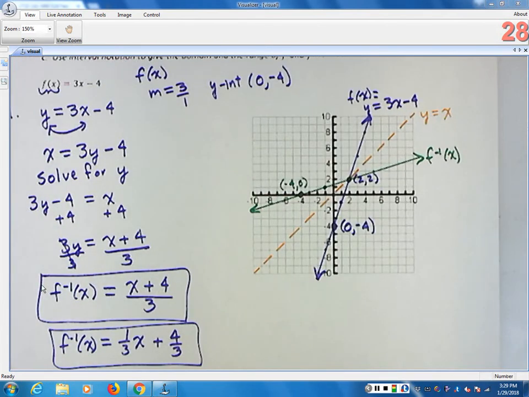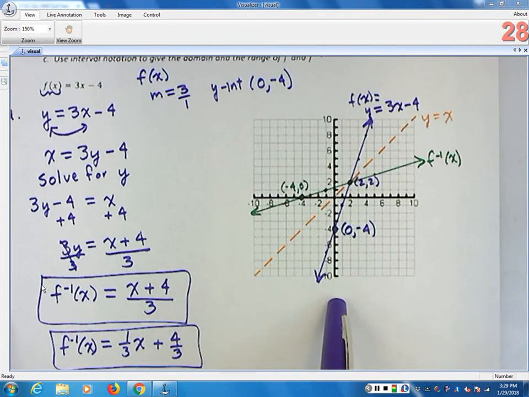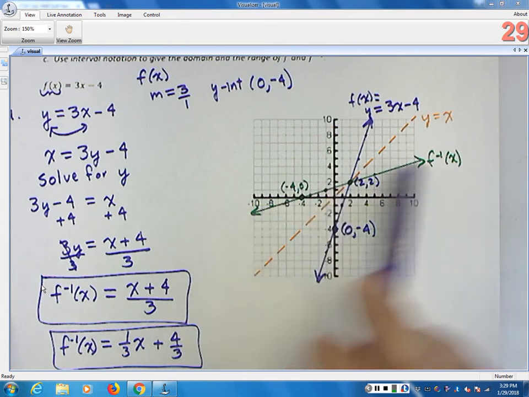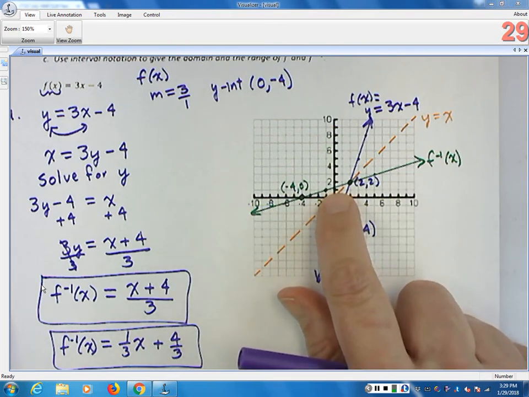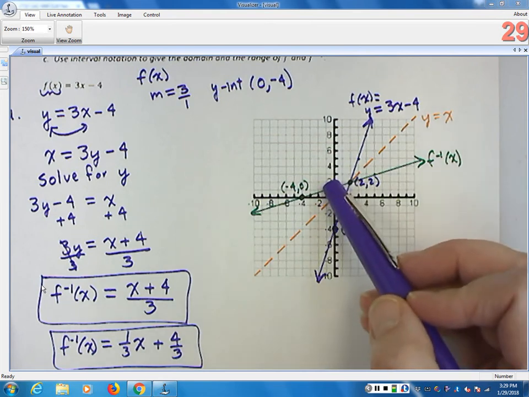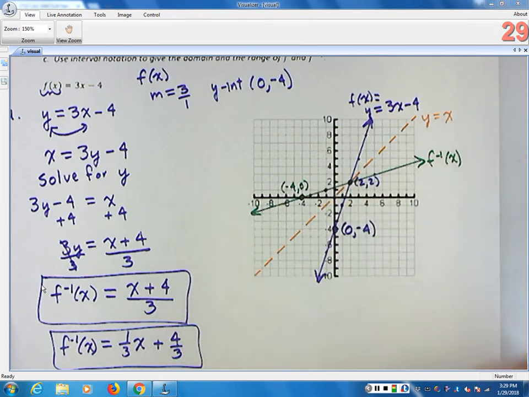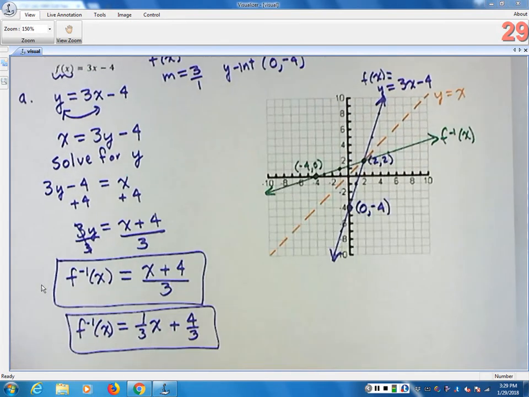All right, in the last part, so you see, we graphed f of x easily using the y-intercept, slope-intercept form, and then we were able to find the inverse, and it looks like this goes through 4/3, but it would have been hard to graph it starting at 4/3 and going up 1 over 3. And the last one is give the domain and range of f and f inverse.